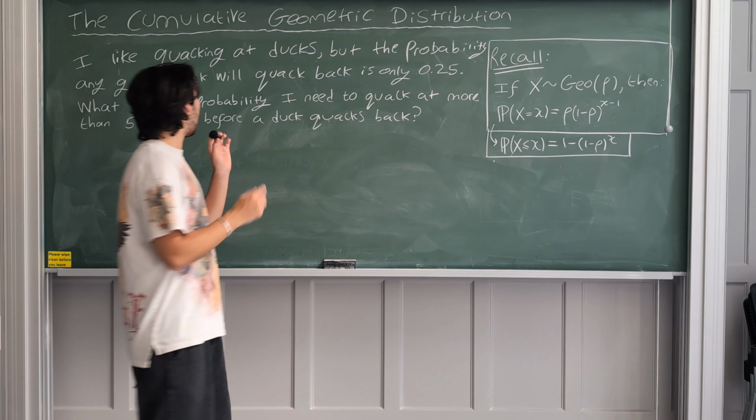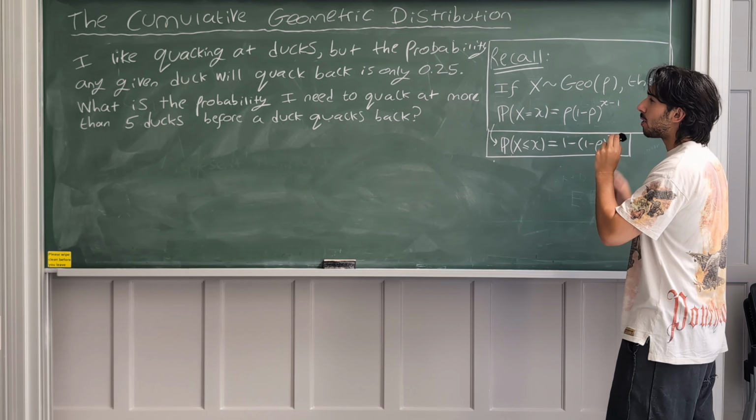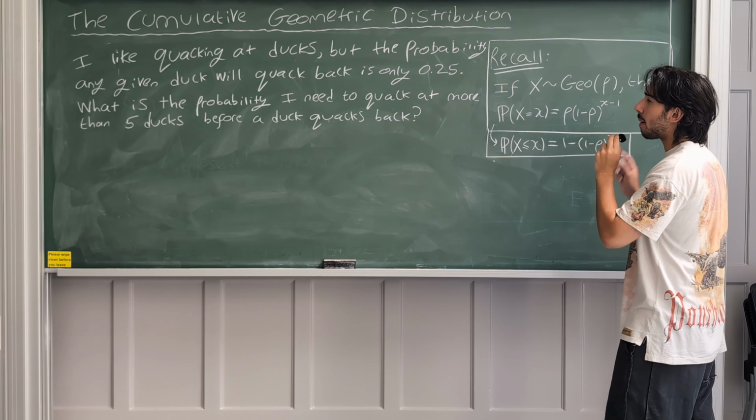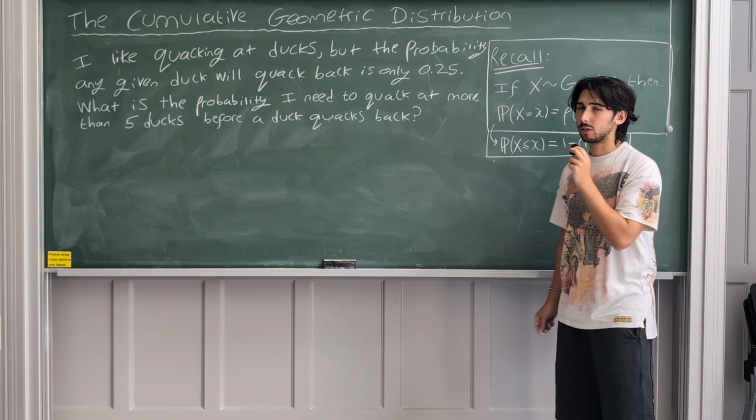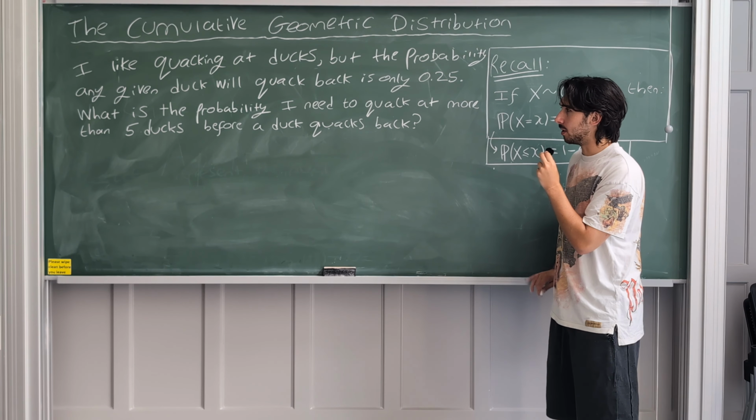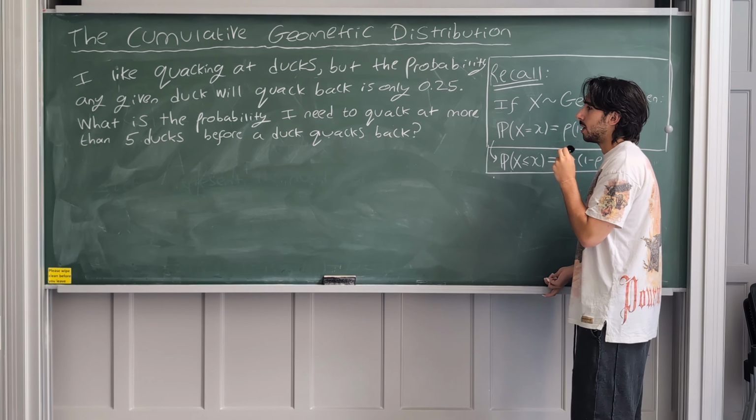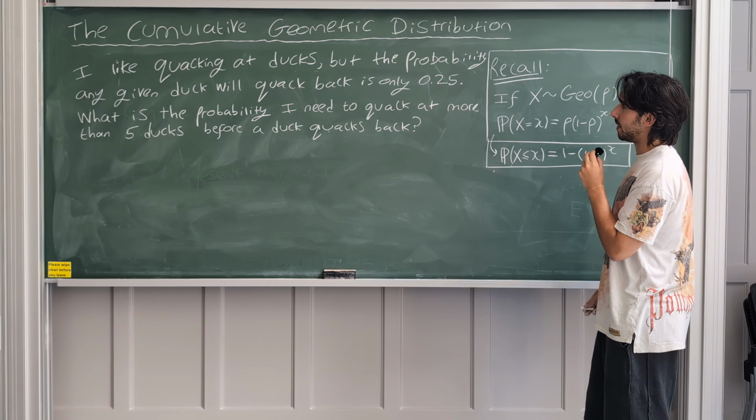Okay, so I like quacking at ducks, but the probability that any given duck will quack back is only 0.25. What is the probability I need to quack at more than 5 ducks before a duck quacks back? So as you can see, we're dealing with some pretty pressing matters in this video, but this is the setup for the question, okay? So the difficulty with this one is there's 2 things.